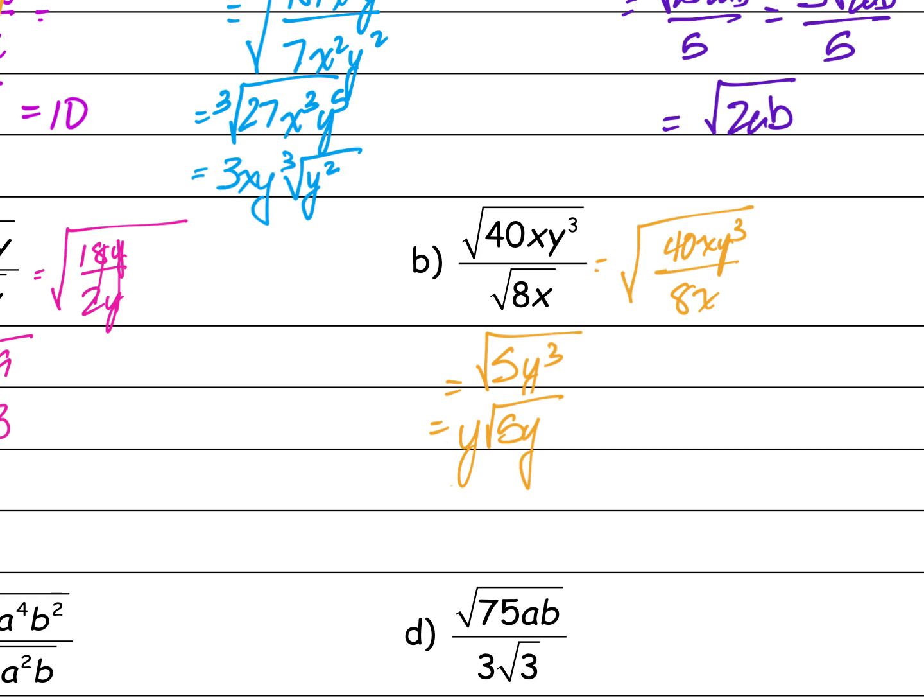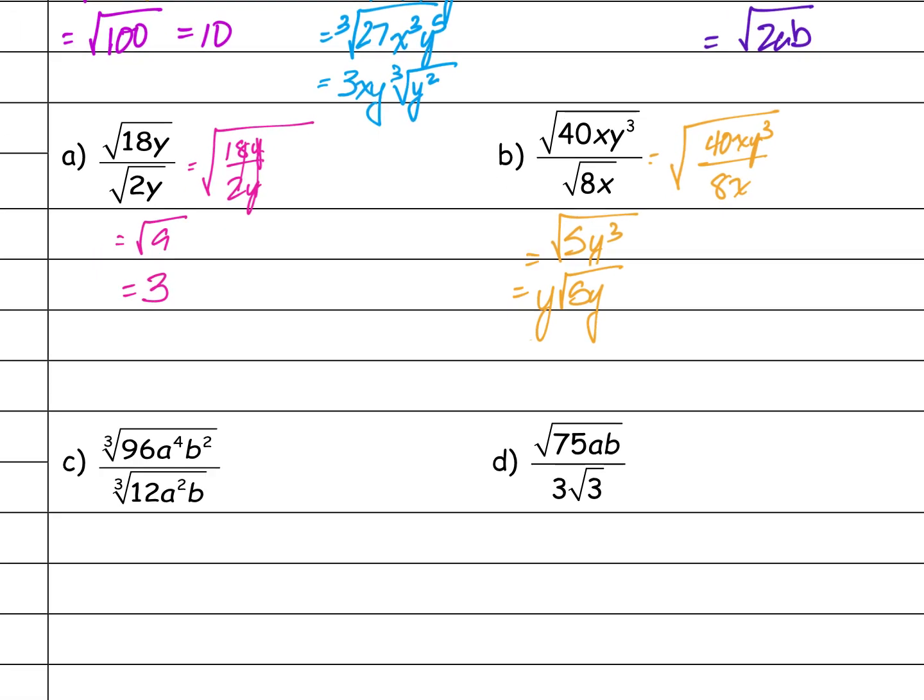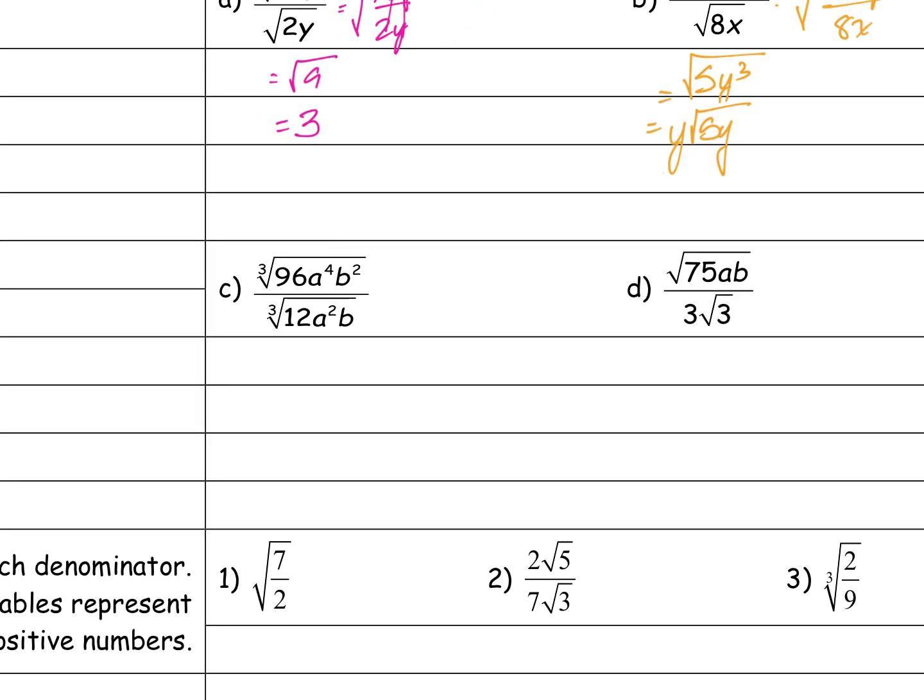Yeah, on the divide ones, Harrison, it's so much easier just to go ahead and divide it first. Yeah. So this will be the cubed root of 96, a to the 4th, b squared, over 12.